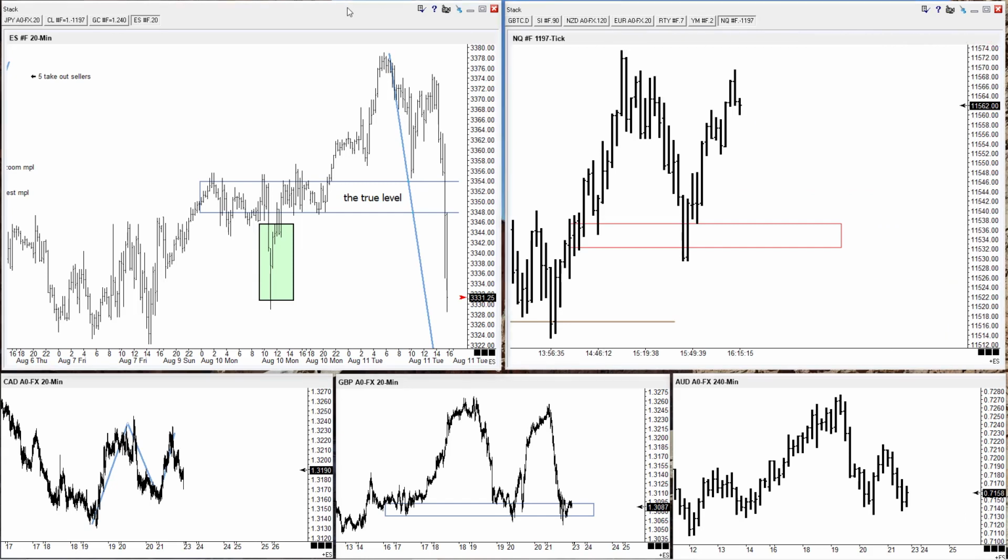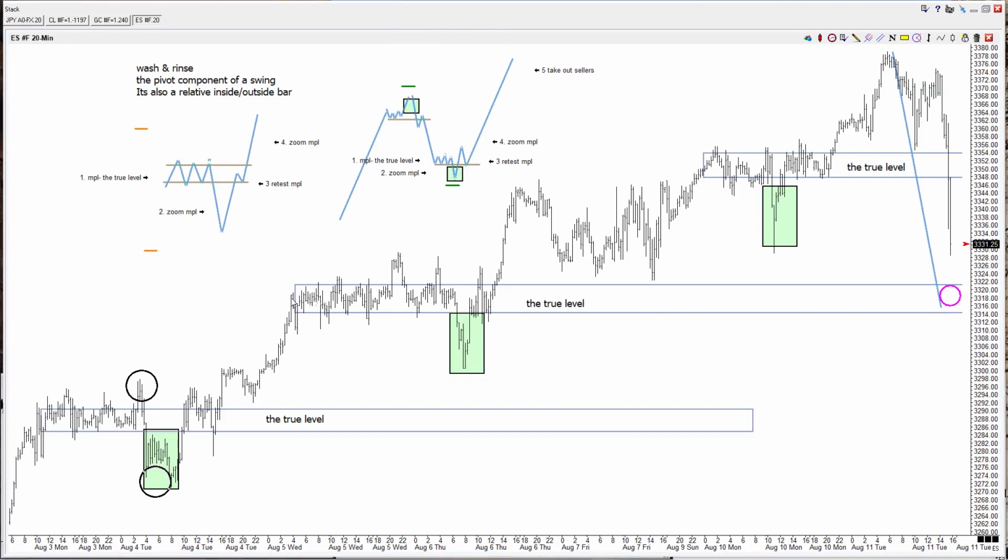Now, back to the ES chart. So I've explained the swings, the pivot component, the wash and rinse. Now this is a variation. So notice this is making this true level here. And when you're looking for the true level of buyers and sellers in a market, all you're doing is looking for the place where they stacked them, right? The buyers were buying it, and then they stretched them, but they refused to go any farther, and then they came back. And so that becomes your support. This is the true level.